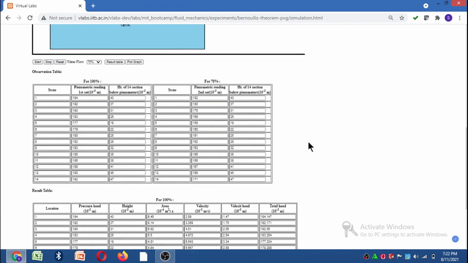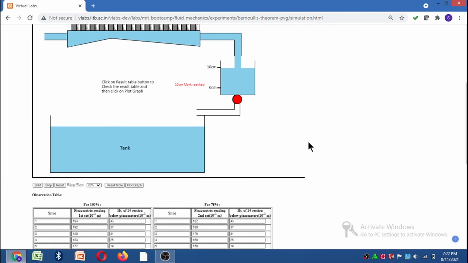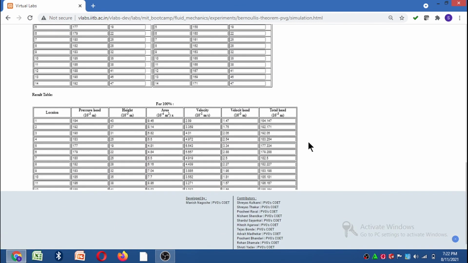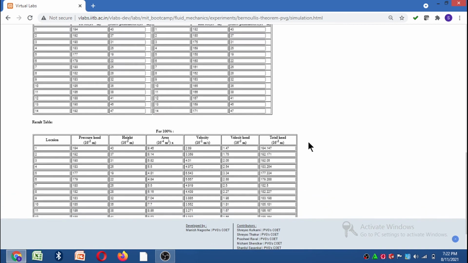You do the experiment and note down the readings. It is really useful. This is a virtual laboratory for Bernoulli's theorem.